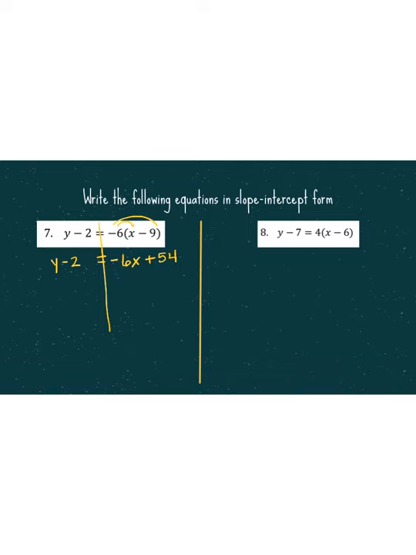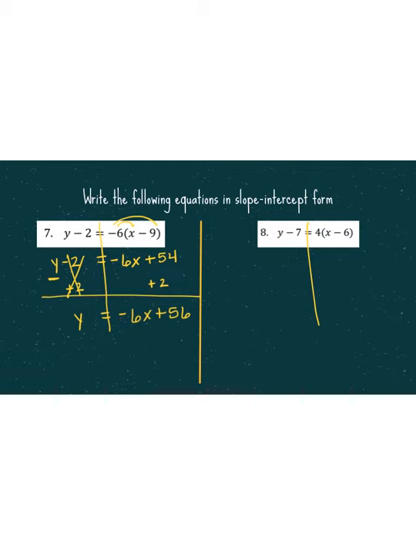Okay, I still want to get this y by itself. In order to get this y by itself, I have to add 2 on the left side. If I add 2 on the left side, I also have to add 2 on the right side. So the 2's are gone. My y is all by itself, equals, and then I'm just going to write what I have here, negative 6x. And 54 plus 2 is going to give me plus 56. And that is in slope-intercept form, so you don't have to do anything else with that one.